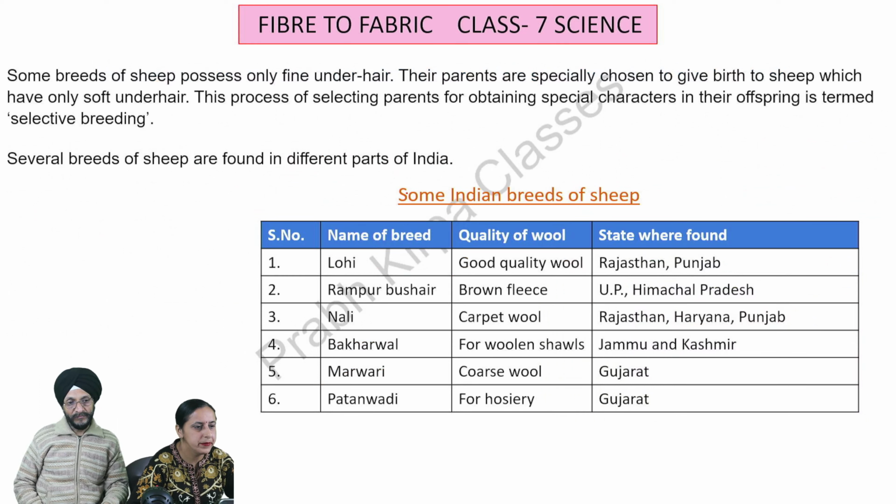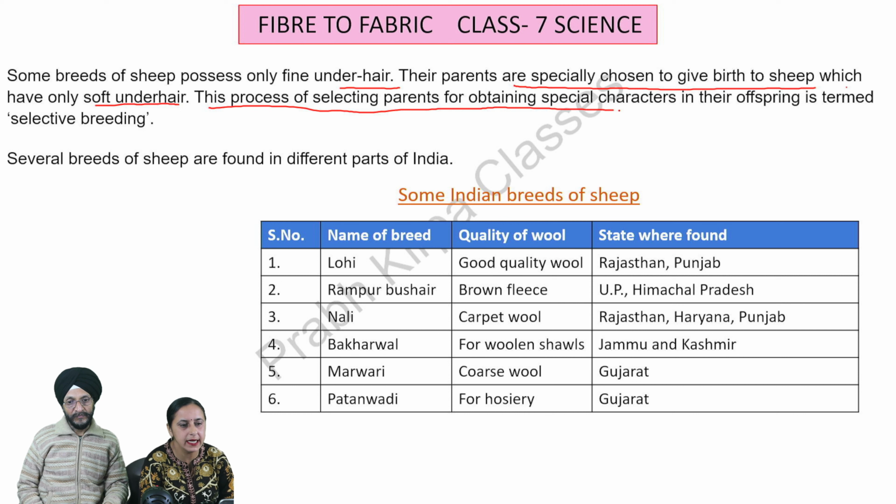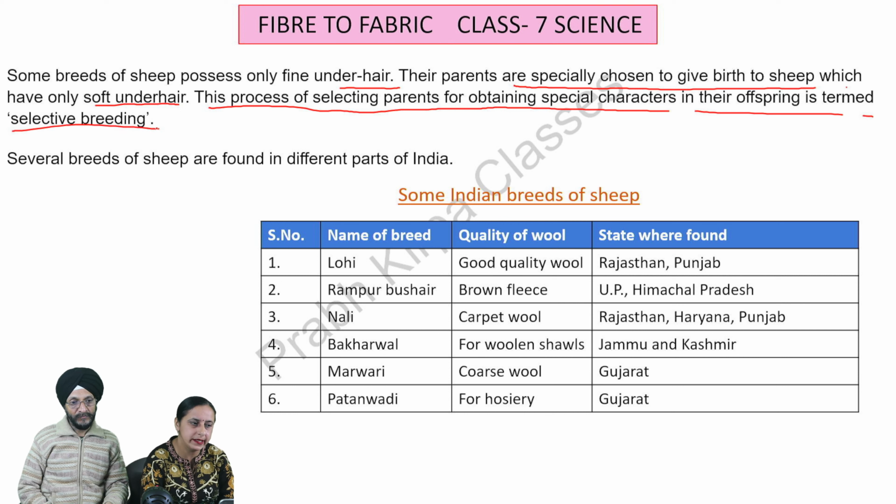Next, some breeds of sheep possess only fine under hair. Their parents are specially chosen to give birth to sheep which have only soft under hair. This process of selecting parents for obtaining special characters in their offspring is termed selective breeding.